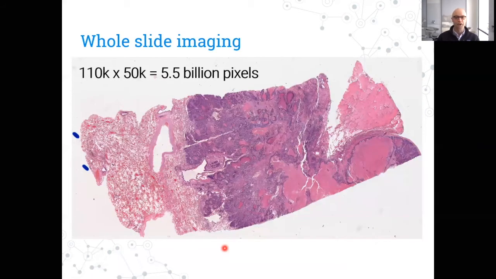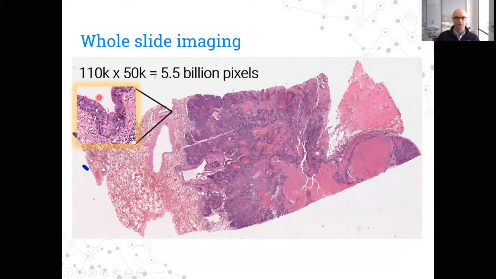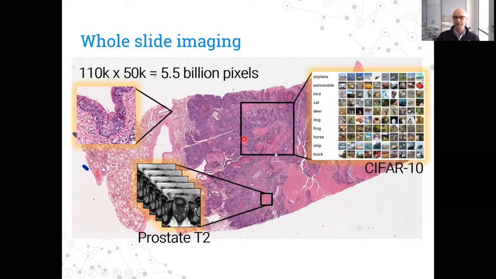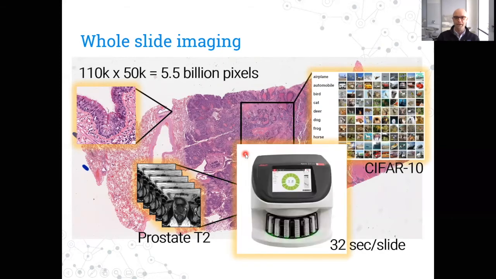So moving on to histology analysis, what I've shown here is a lung wedge resection. It's around 5.5 billion pixels. To give you a sense, here's what it looks like at full resolution. An entire prostate T2 sequence could fit within this patch. The entire CIFAR10 data set could fit within this patch. And we recently acquired a Leica GT450 scanner, and so we can generate one of these every roughly 32 seconds. And so we're generating a lot of data here and paying for a lot of storage.